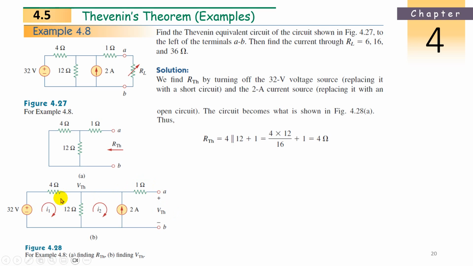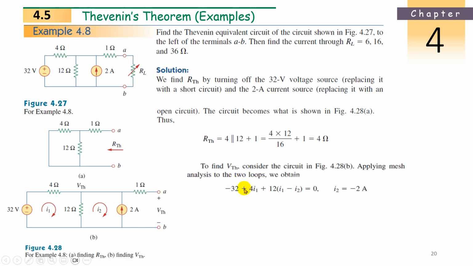So, first loop, second loop we have. First loop equation, how can we write? Anyone? Already we did so many things. What is the first loop equation? Minus 32, correct? 4I1 plus 12(I1 minus I2), right? So the first equation will come here: minus 32 plus 4I1 plus 12(I1 minus I2) equals 0. Now rearrange this, you can get I2 equal to minus 2 amperes.